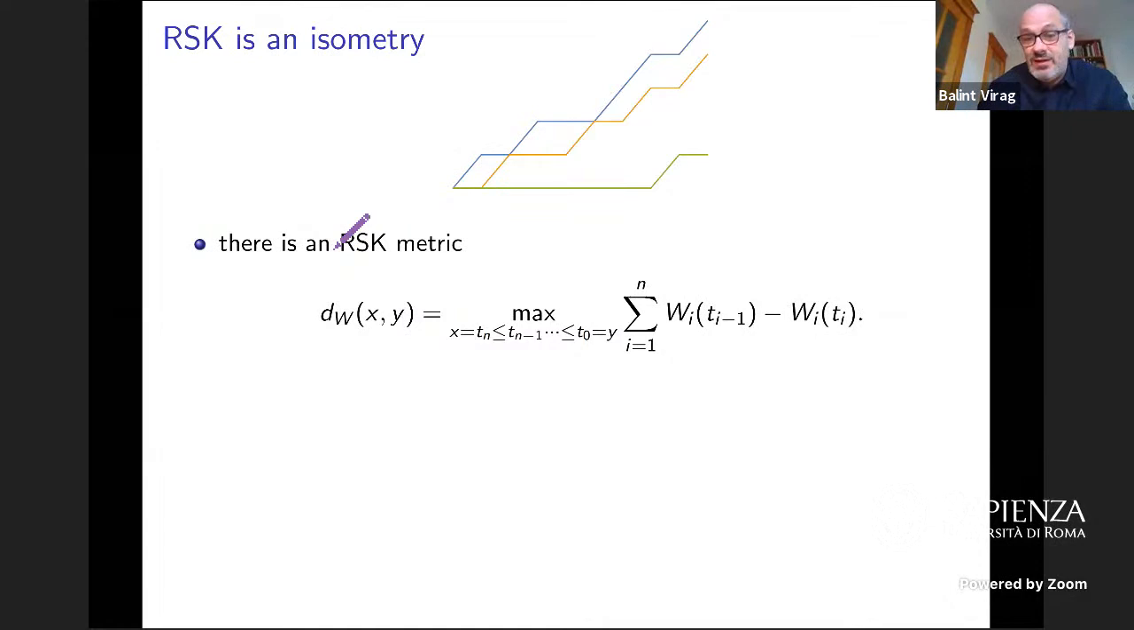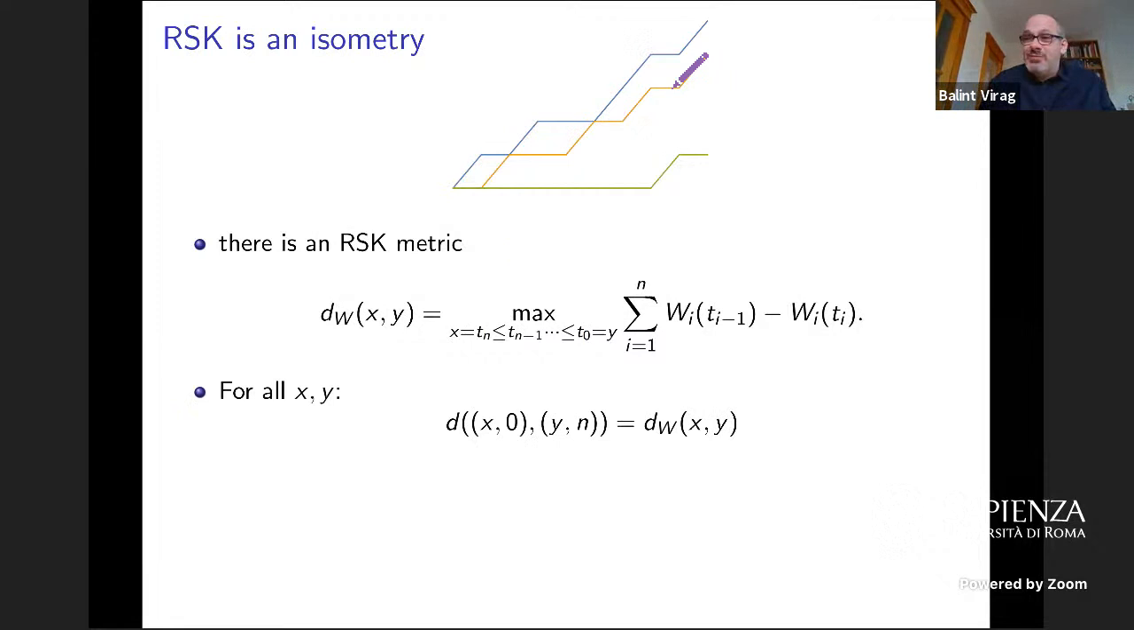And what is it? Well, it's just kind of last passage percolation. In order to compute the distance between a point X here and the point Y, which you imagine is to the top and to the right, you look at paths which go from X and they first go on the green path and then they go for a while on the orange path and then after on the blue path. You add their increments and that's going to be the length of a specific path. And then you just maximize over all possible paths. Okay, that's the RSK metric. Of course, you can define this for any sequence of functions. It defines a metric this way.